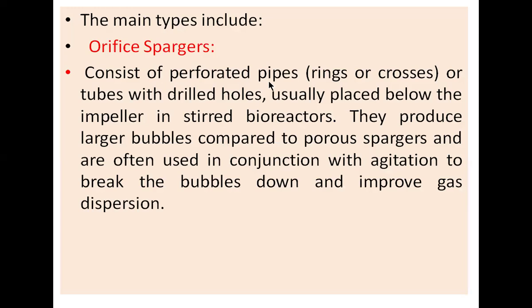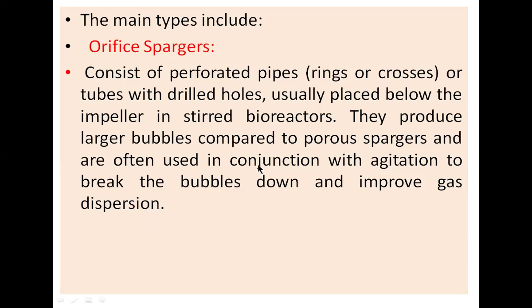This consists of perforated pipes. The erected pipes can be seen from the top, from the disc of that particular sparger. Pipes in the form of rings or crosses or tubes with drilled holes can be observed, usually placed below the impeller in stirred bioreactors. They produce larger bubbles compared to porous spargers and are often used in conjunction with agitation to break the bubbles down and improve the gas dispersion.